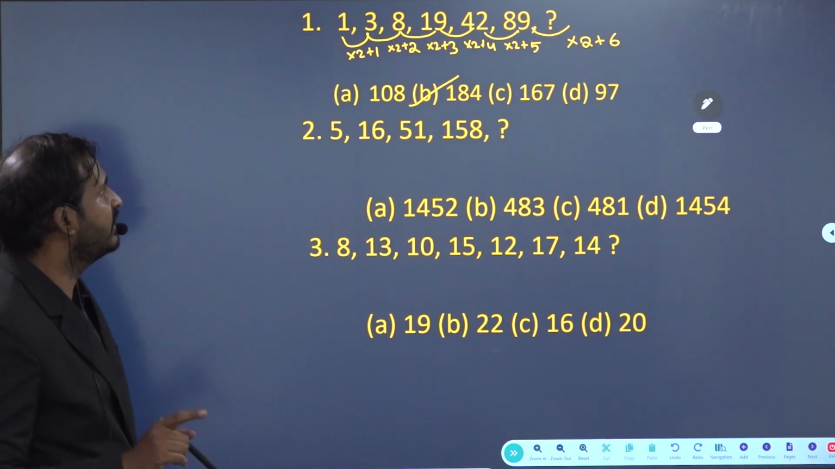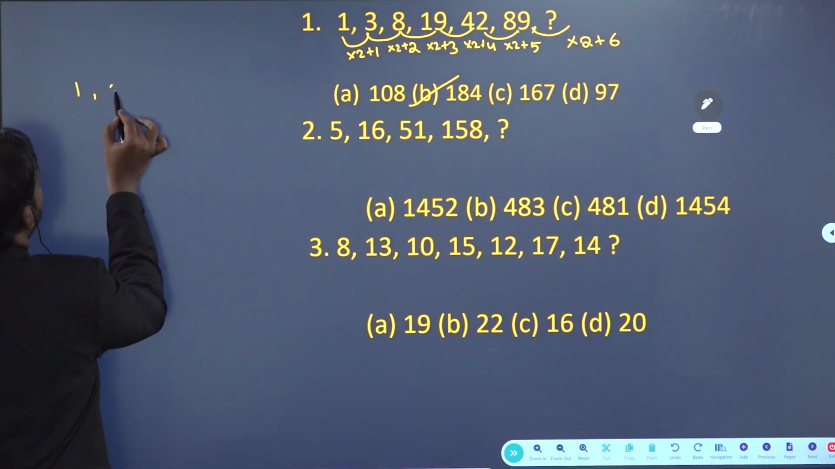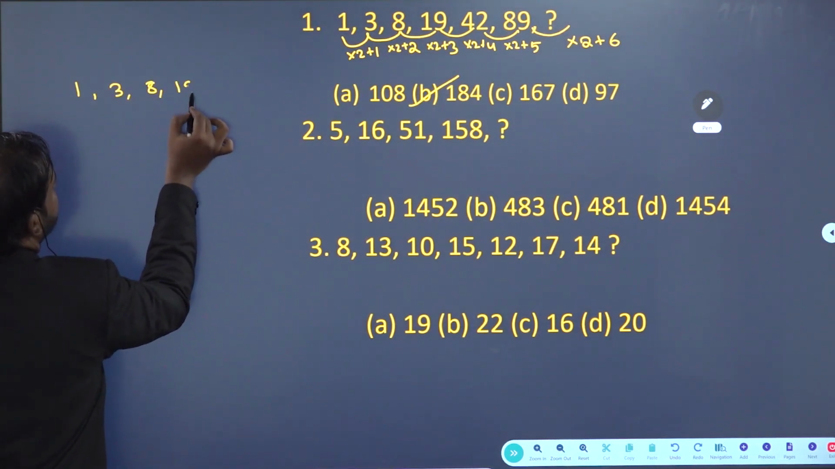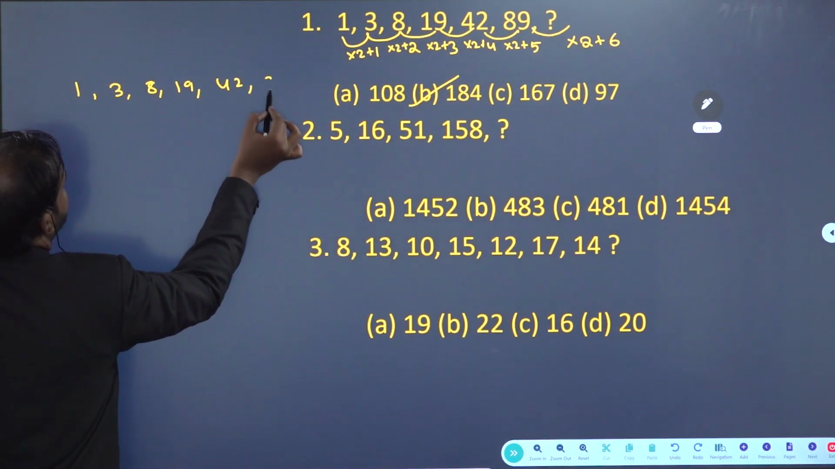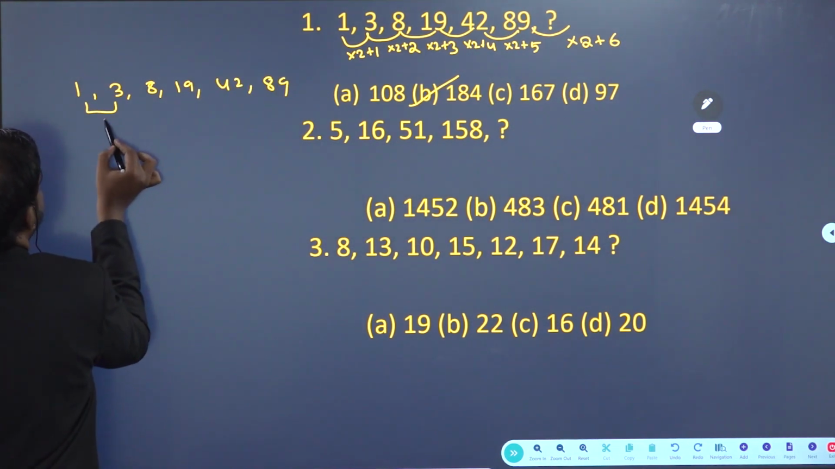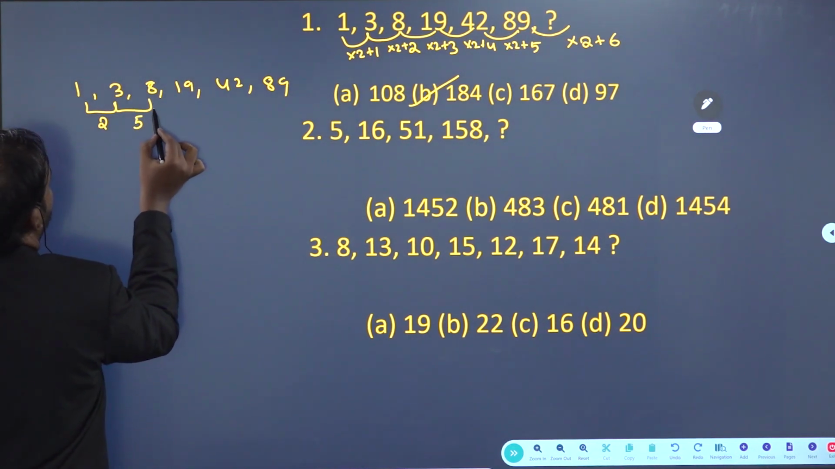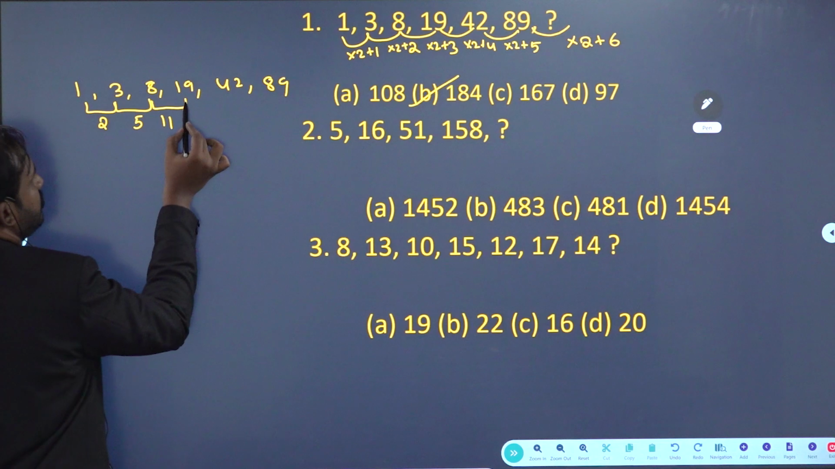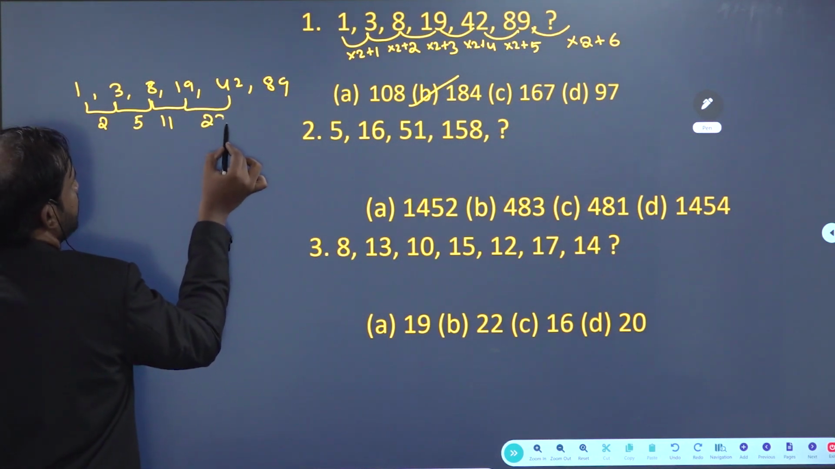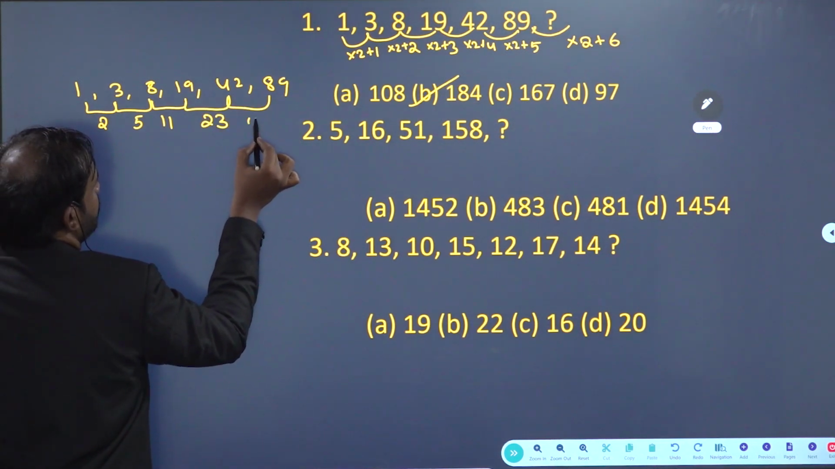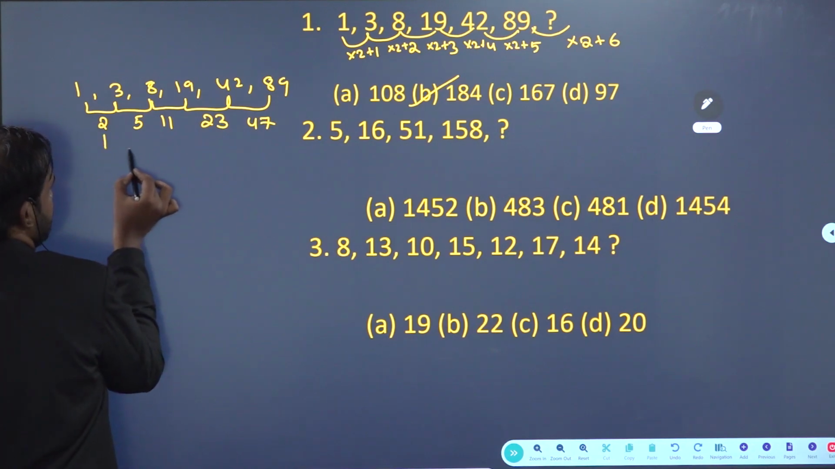If you were able to identify it, good. If not, what we have is 1, 3, 8, 19, 42 and 89, right? Now what is the difference here? 2. What is the difference here? 5. What is the difference here? 11. What is the difference here? 23. What is the difference here? 47. Right? Once again the differences.